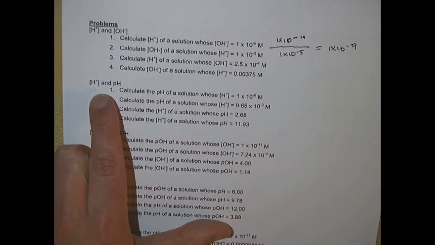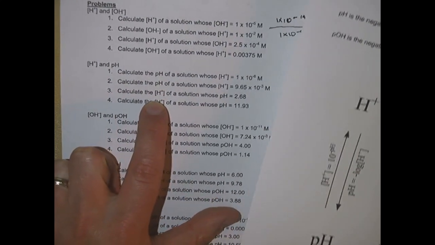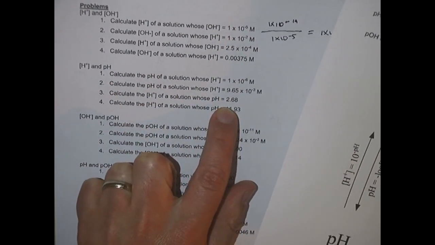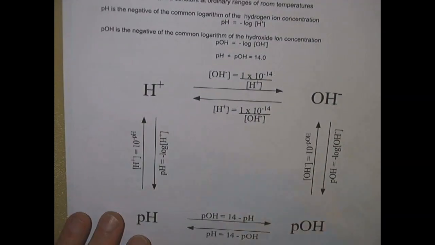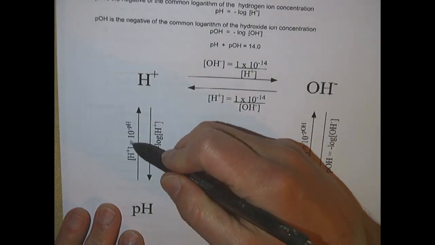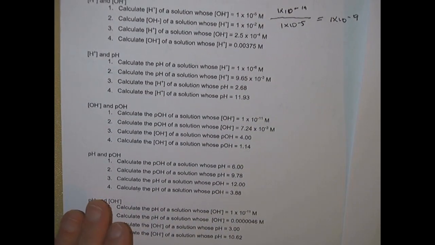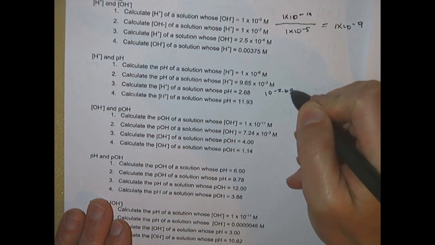Easy enough. H plus and pH. If you're given pH and you want H plus, just follow the arrow and do what it says. It says take 10 to the negative pH. So in number 3 on the set, just take 10 to the negative 2.68 to get your answer.